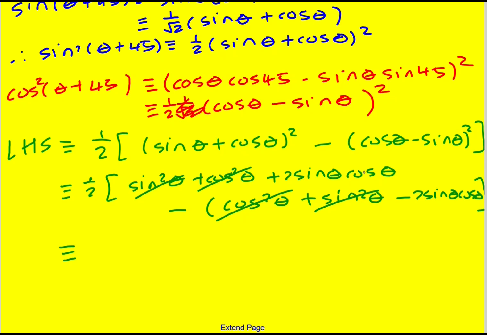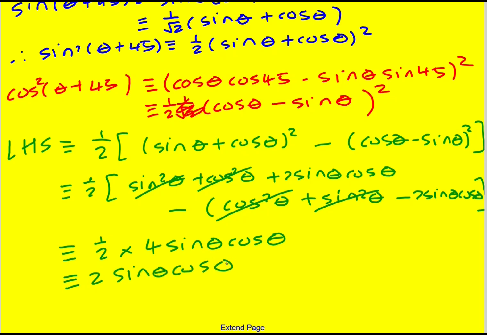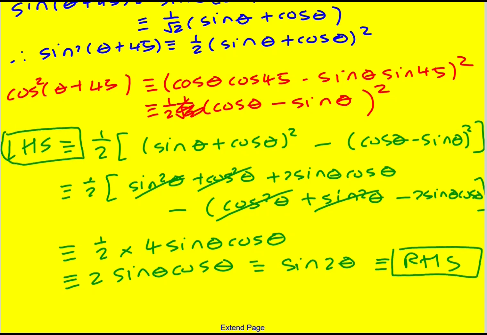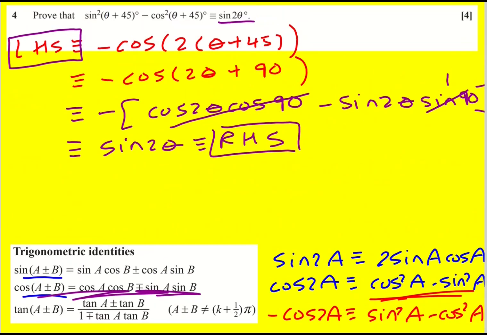And I'm actually just going to get a half of 4 sine theta cos theta. We're nearly there. This is 2 sine theta cos theta, and that is sine 2 theta. So it wasn't too much more, to be fair. Just a bit more expanding brackets and everything. But you didn't have to use this result up here. But anyway, two different methods. Well done.